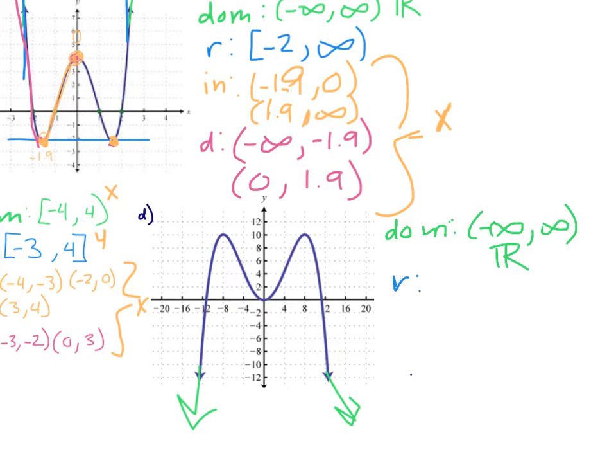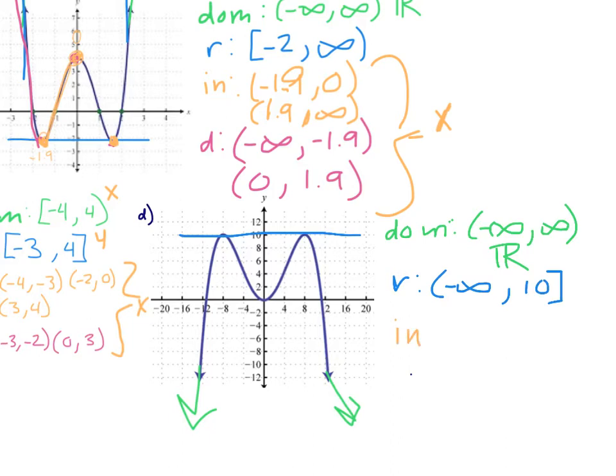Next we have our range. We start at the very bottom, where our graph is going forever down, so this starts at negative infinity, and then our graph ends. Our highest y value is 10, so our graph ends at 10. We don't have any open circles there, so we put a bracket at that 10.